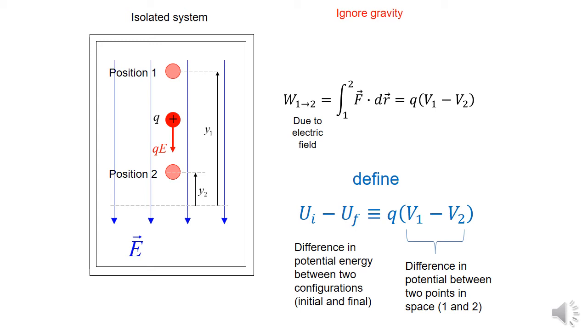So let's continue what we did with the last video. We've shown that the work to go from 1 to 2 due to the electric force is Q times the difference in potential between point 1 and point 2. And we defined this Q times (V1 minus V2) to be U initial minus U final, and we identified this U to be potential energy.